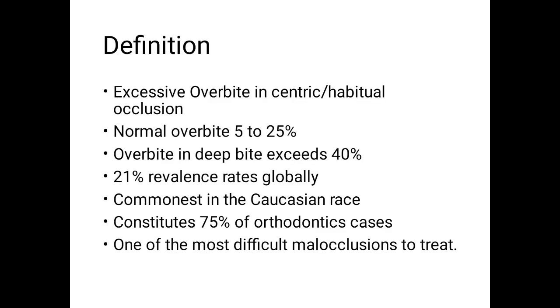By definition, deep bite is basically an excessive overbite in centric or habitual occlusion, or when a patient bites, they'll have their point of maximum intercuspation. We have an excessive vertical overlap of the maxillary and the mandibular incisors. Ideally, an overbite should be about 5 to 25% if it's expressed relatively, though absolutely it's put in millimeters, so ideally it's supposed to be between 2 to 4 millimeters.